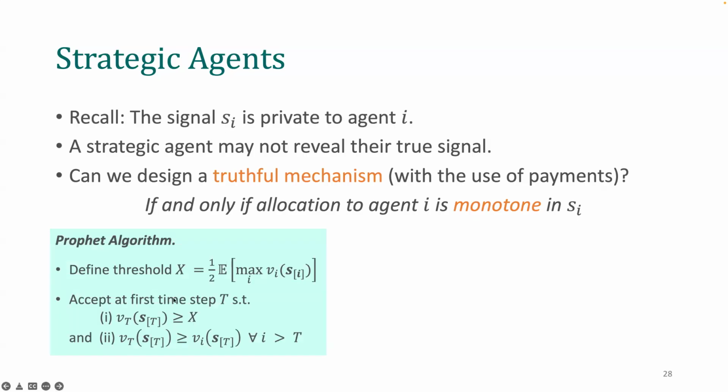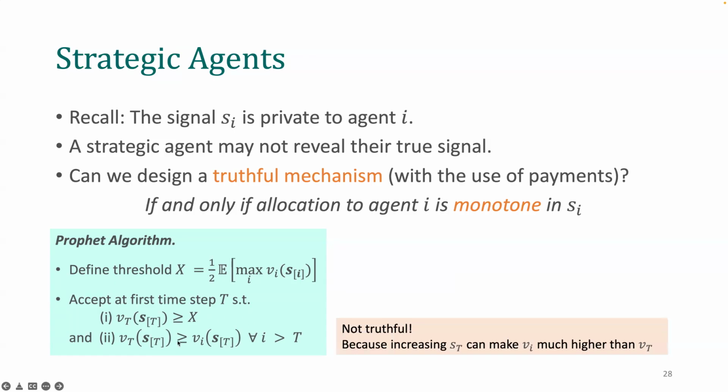So note that the first check that we do is a monotone check, right? If an agent beats the threshold, when you increase their signal, they'll continue to beat this threshold. So that is really great. But the second check is not monotone. This is not going to be truthful because when you increase the signal ST, just because of how the valuation functions are, it can increase Vi way more than it can increase VT.